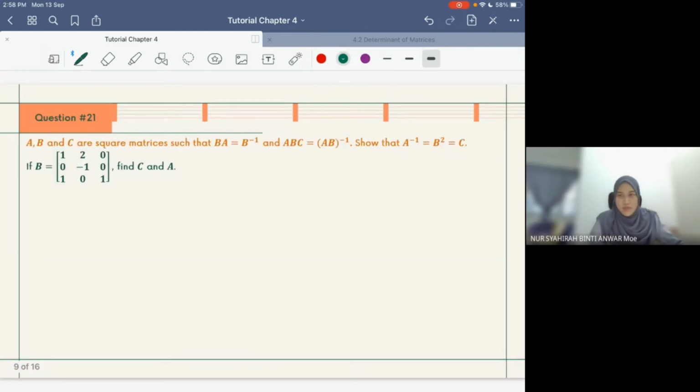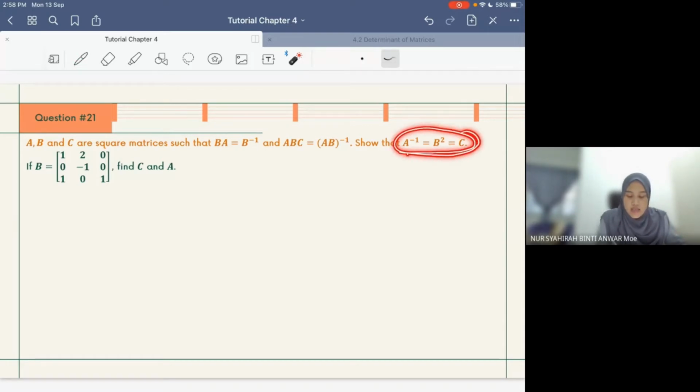Okay, now kita tengok ada lagi satu soalan lain, question 21. This one pun guna properties, tapi soalan ini melibatkan show dahulu this expression A inverse equals to B square equals to C. Daripada this statement lah, BA equals to B inverse and ABC equals to AB to the power of negative 1. Okay, so macam mana kita nak terbitkan A inverse equals to B square dan juga equals to C.